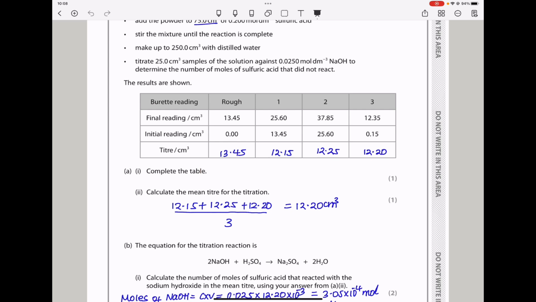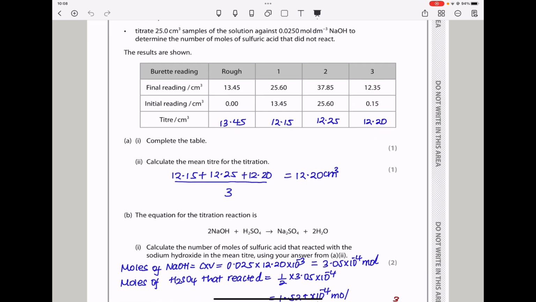Completing the table was about finding the titre value. So it's just that minus that gives us that, and that minus that gives us that, that minus that gives us that, and that minus that, we get that. The next part says calculate the mean titre for the titration. The mean titre should be calculated using concordant results. If you try to calculate, you see that these 3 results are concordant, while this is not concordant with any of them. So we can leave this out and just use these 3.